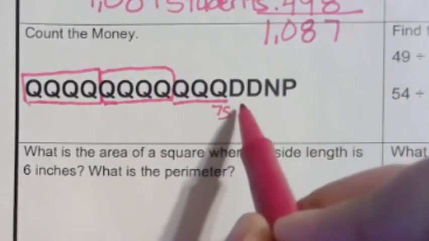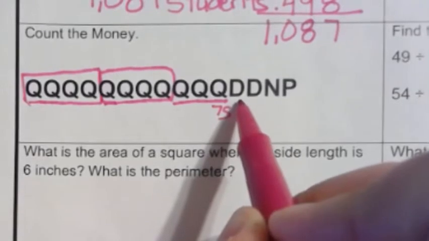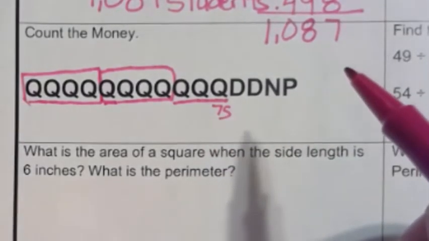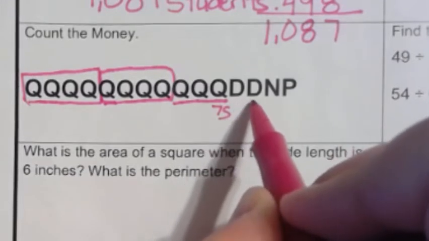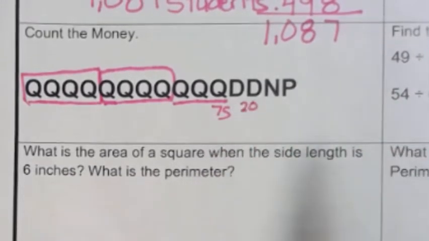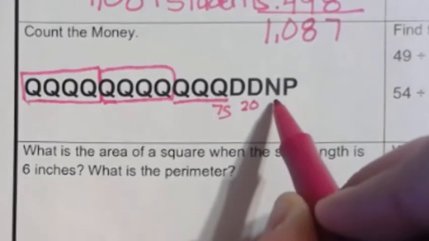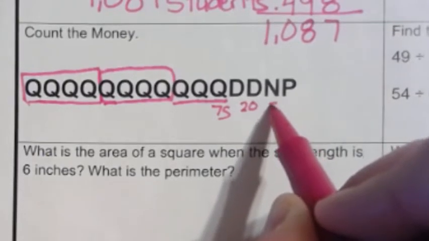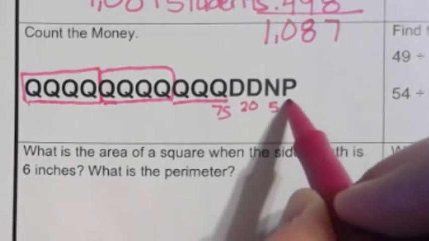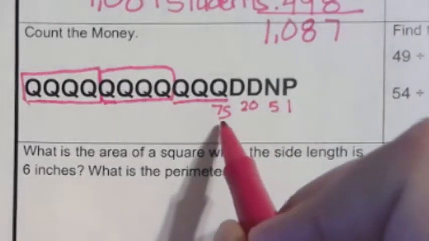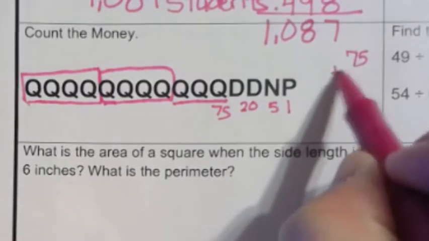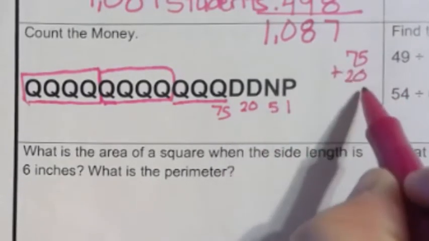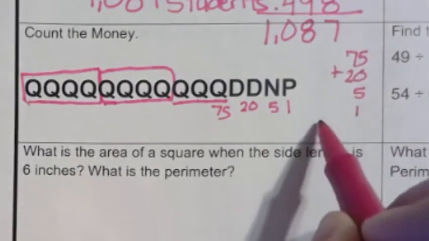75 cents. And we have 2 dimes. What are dimes worth? They're worth 10. So we have 2 dimes. That would be 10, 20. 75 plus 20. We have 1 nickel. What is a nickel worth? 5. So we have 5 cents there and 1 penny, and it's worth 1 cent. So 75 plus 20 plus 5 plus 1.